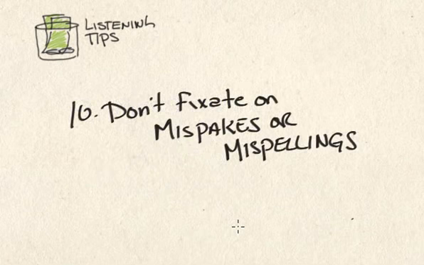For tip number 10, don't fixate on mistakes or misspellings. Okay, I needed 2 S's for misspellings, and of course I needed the T instead of the P for mistakes. The nice thing is that as you read through this so quickly, it just looked correct. All right, so don't worry about it.